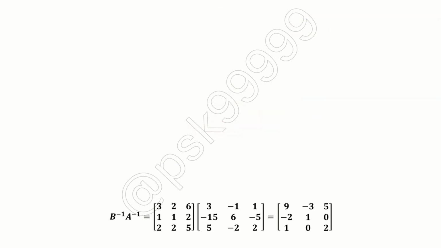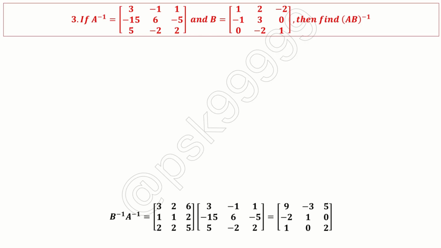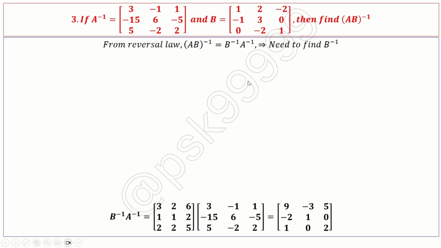Next. A inverse is given, B is given in matrix form, then find AB whole inverse. Either you can first find A, which is the inverse of this one, then do A into B and then find the inverse. Simply, AB whole inverse is nothing but B inverse into A inverse, we know, the reversal law, correct? AB whole inverse is B inverse into A inverse.